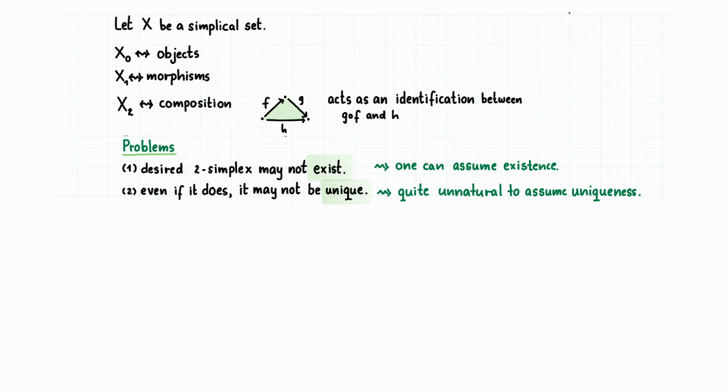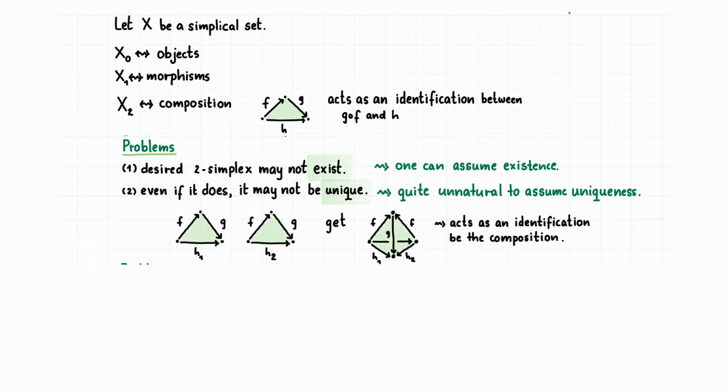In the case of the fundamental groupoid, we had homotopy, so we can ask something like this. And the formalism of simplicial sets gives us a nice way of doing that. So if you have two compositions for F and G, that's H1 and H2, and if you have a 3 simplex which has these two simplices as faces, then you can say that the 3 simplex acts as an identification for these compositions. And so now you know a way to identify the compositions.